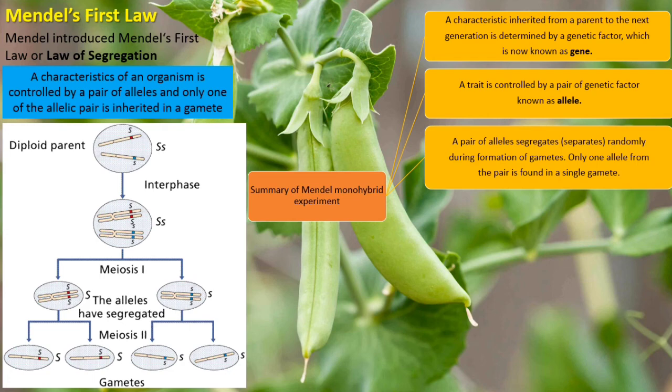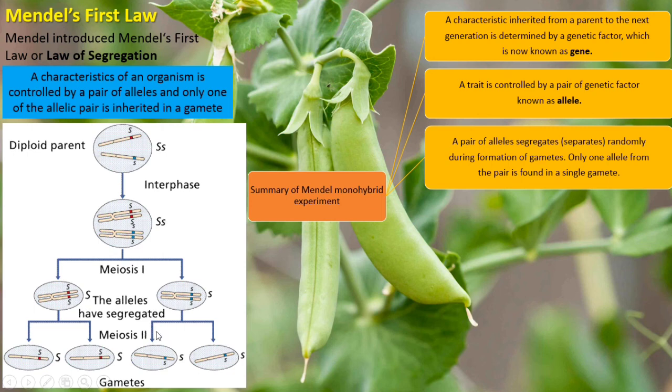Satu trait tu ataupun karakteristik tu diwakili oleh sepasang allele. Contohnya S besar, S kecil. Apabila dia menjalani meiosis, iaitu pembentukan gamete, so dalam gamete only one allele from a pair tadi. Contoh daripada S besar, S kecil, gamete akan membawa S besar ataupun S kecil.